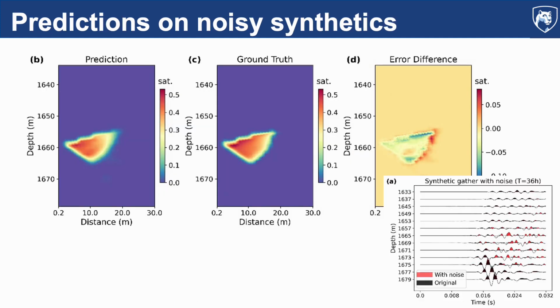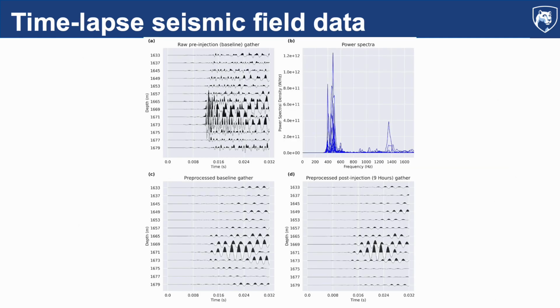The first exercise is validated with some synthetic data plus noise. This is not surprising. You can see my predicted CO2 saturation plume is pretty close to the ground truth, just with some deviations. The data match is also pretty good. Now let's look at the field data and how our trained model performed with it.